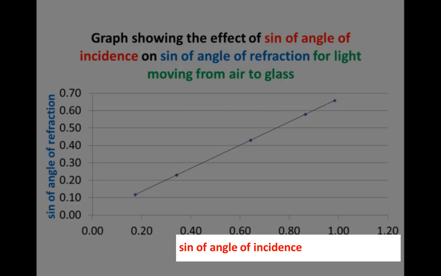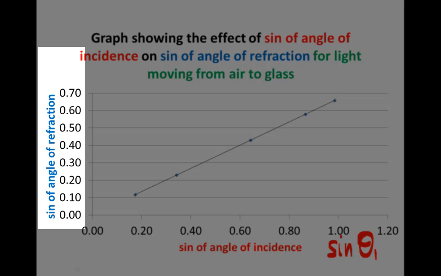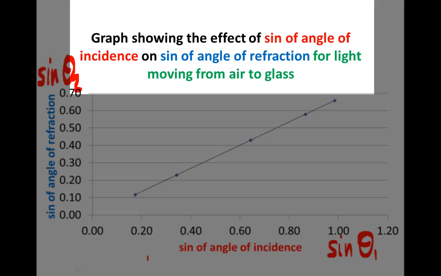Sine of angle of incidence. Now you might have called that rather sine theta 1. It's the same thing. That is our independent variable, goes on the x-axis. And sine of angle of refraction, you might have called it sine theta 2, is our dependent variable. It goes on the y-axis. So our heading is a graph showing the effect of sine of angle of incidence on sine of angle of refraction for light moving from air to glass. Remember, you could have just said sine theta 1 and sine theta 2.